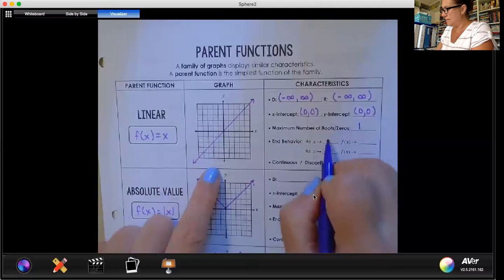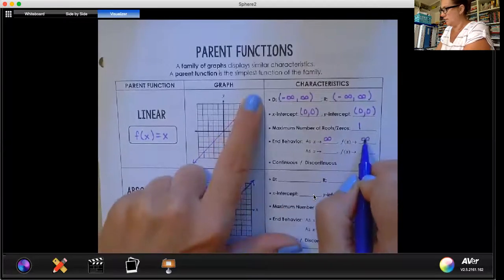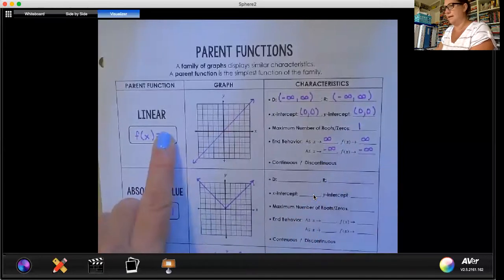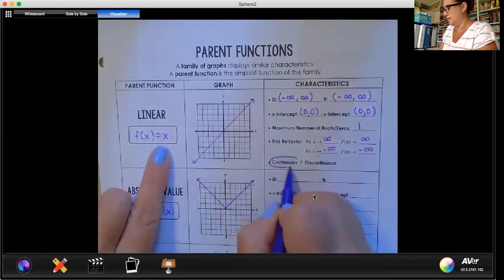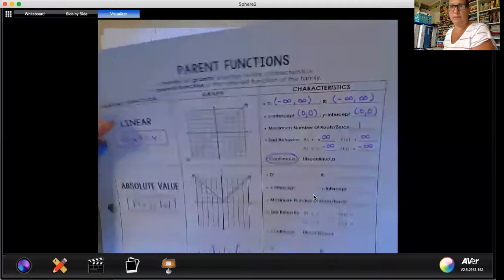In end behavior, as x approaches infinity, f of x approaches infinity, as x approaches negative infinity, f of x approaches negative infinity, and it is a continuous function. If you have questions on any of these, make a note and we will talk about them.